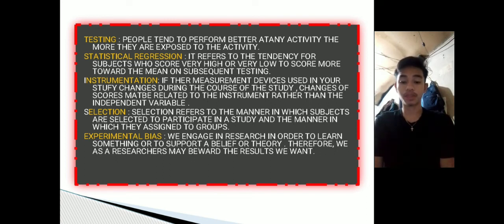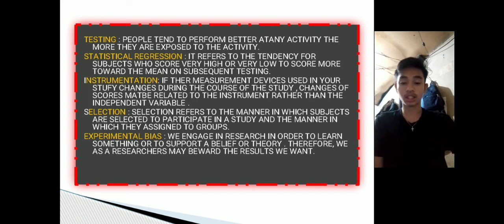Statistical regression refers to the tendency for subjects who score very high or very low to score more toward the mean on subsequent testing. Instrumentation: if the measurement device used in your study changes during the course of the study, changes in scores may be related to the instrument rather than the independent variable. Selection refers to the manner in which subjects are selected to participate in a study and the manner in which they are assigned to groups.